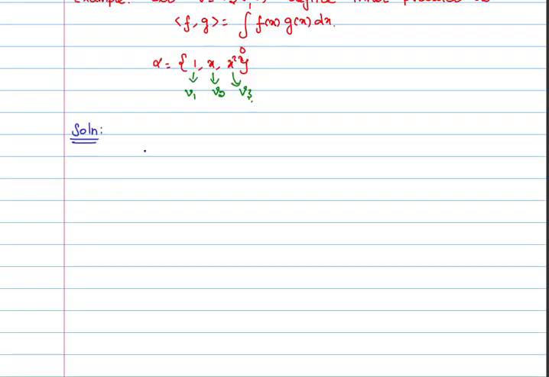First step. Any element u belonging to P2 of R can be defined as some constant a0 plus a1 times x plus a2 times x square. This is my u. And another element v belonging to P2 of R is v equal to b0 plus b1 times x plus b2 times x square.